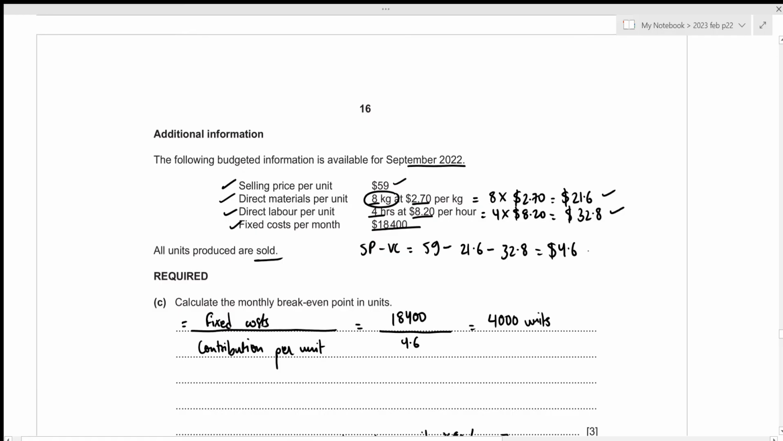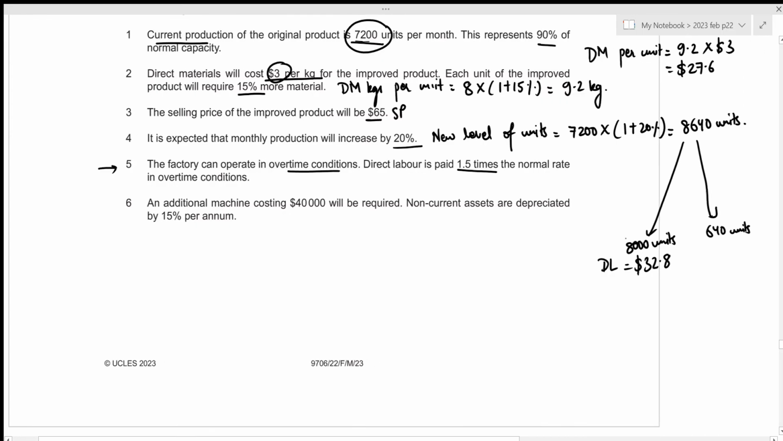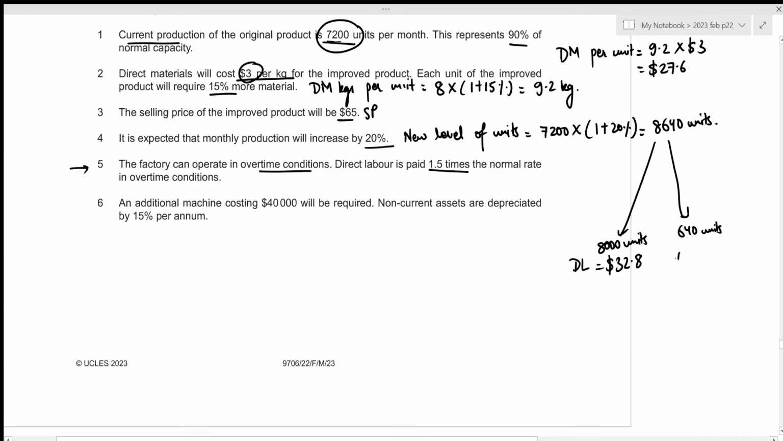So we have the normal rate, which we calculated above, to be 32.8 per unit. So that's the direct labor rate to be applied to the 8,000 units, which falls under our normal capacity. Now for the additional 640 units, we'll be providing 1.5 times the normal rate. So that's 1.5 times our normal rate of 32.8. This results in the direct labor rate to be 49.2, but this is only to be applied to the 640 units. Now an additional machine costing 40,000 will be required, and non-current assets are depreciated by 15% per annum.